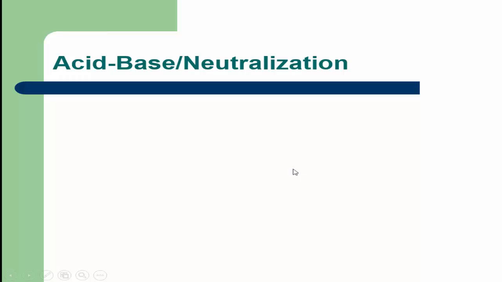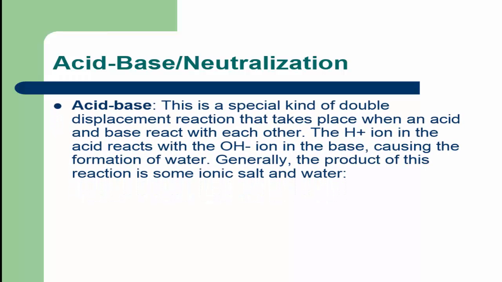Finally, there is a reaction type simply called an acid-base neutralization. If you add an acid to a base, you're going to get salt and water. So this is a special kind of double displacement reaction that takes place when an acid and base react with each other. The hydrogen ion in the acid reacts with the hydroxide ion in the base, causing the formation of water. Generally, the product of this reaction is some ionic salt and water.